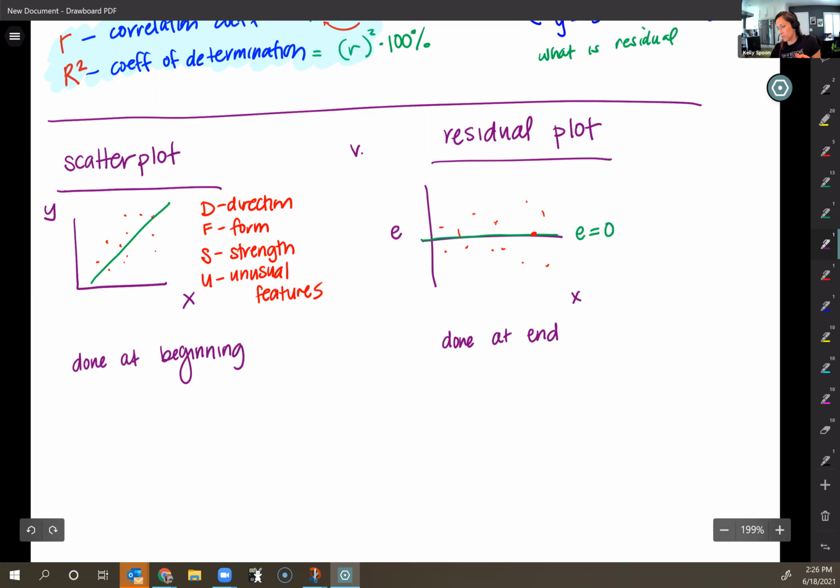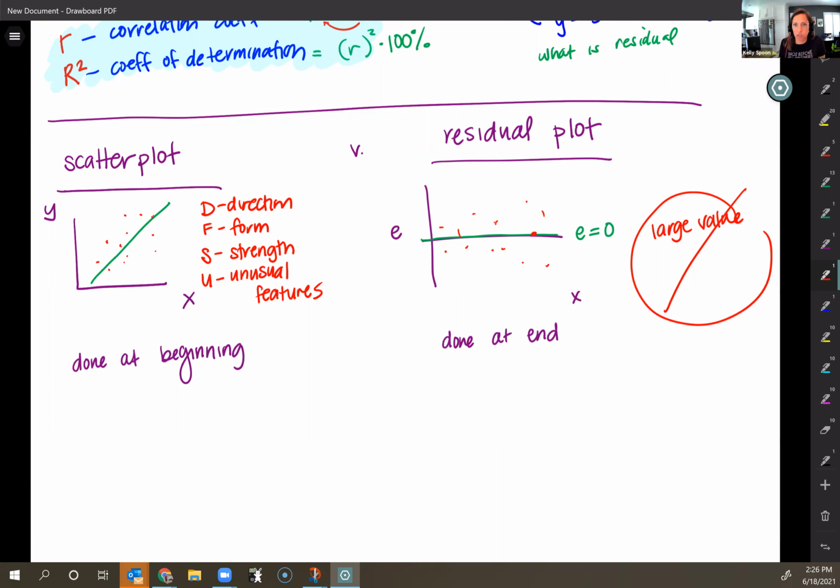And we don't want to see large values. The things that would be bad, I'll put them over here. Large values, in terms of our E, because that means we had large errors. We don't want to see any sort of curve or pattern, because if there's a curve or a pattern, that means we probably fit a line to something we shouldn't have, or there's something else going on that we haven't accounted for with our model. And the last thing we don't want to see is fanning, when our residuals are really close to the line and then get away from the line as things go on.